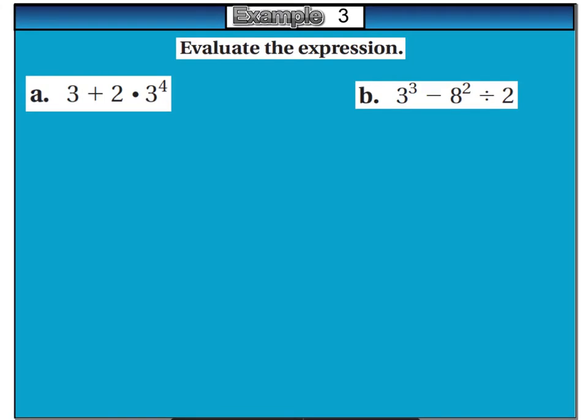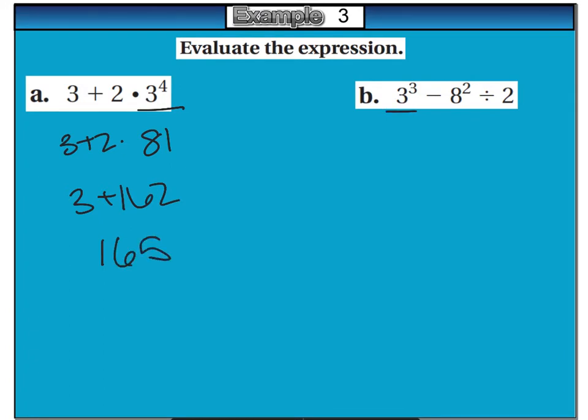Order of operations, you're always going to do exponents first. 3 to the power of 4. Three to the power of 4 is 81. So then we rewrite all of that, multiply it by 2. 3 plus 162, this would be 165.